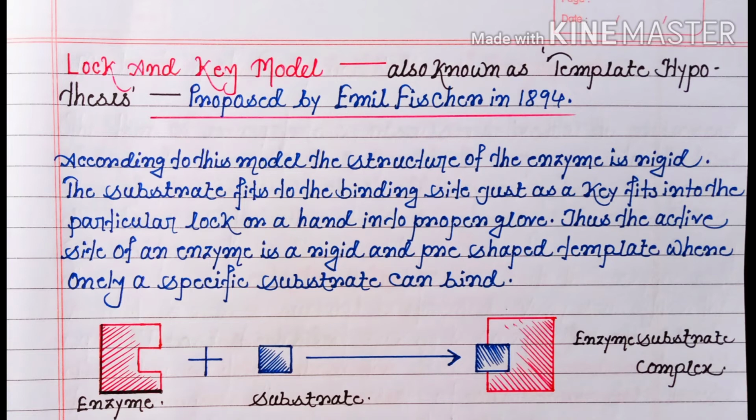The substrate fits to the binding site just as a key fits into a particular lock or a hand into proper gloves. Thus, the active site of an enzyme is a rigid and preset template where only a specific substrate can bind. As you can see here, the structure of the active site of an enzyme is totally similar to the structure of a substrate, and that's why the enzyme substrate complex is formed easily.